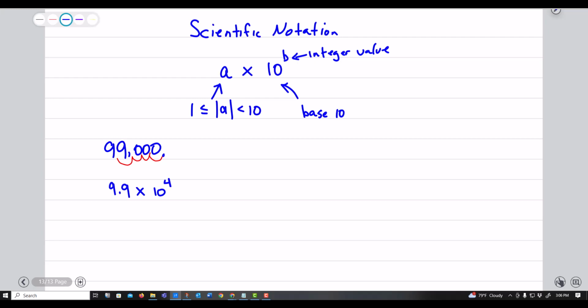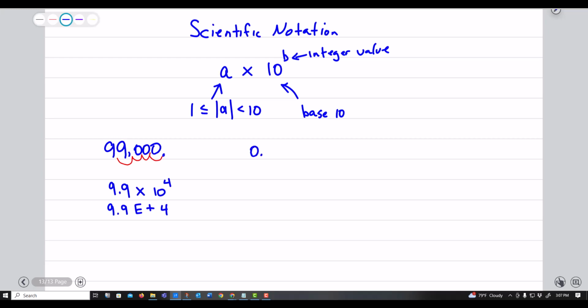So when it's a large number, you're going to move your decimal place to the left. And this is where I said sometimes calculators will write it like this, plus 4. And it's just saying that this is in scientific notation. Sometimes they don't even put a 10 there. So a lot of times it just depends on your calculator.